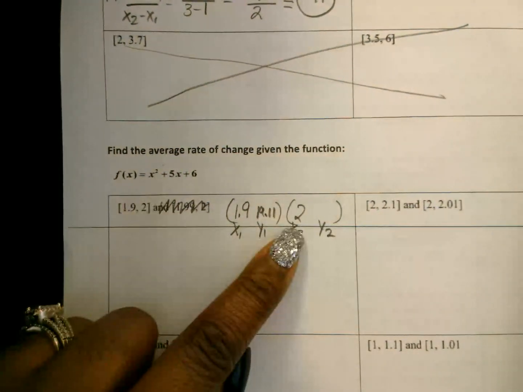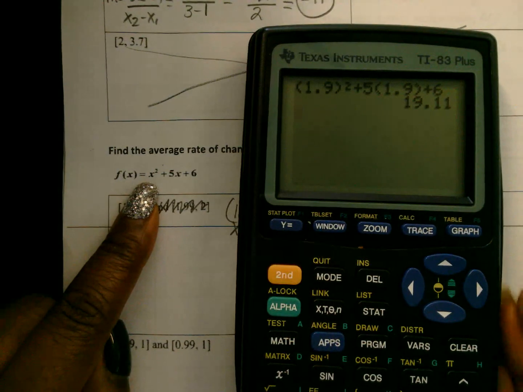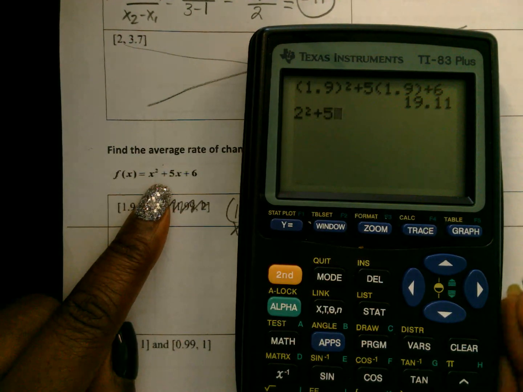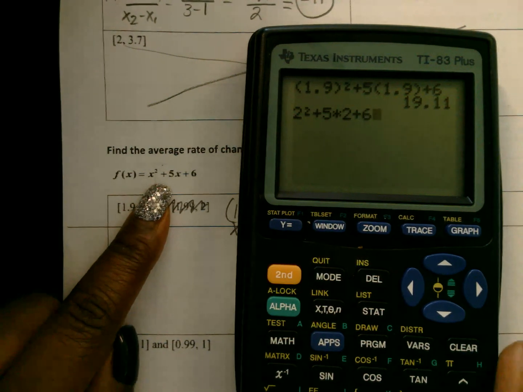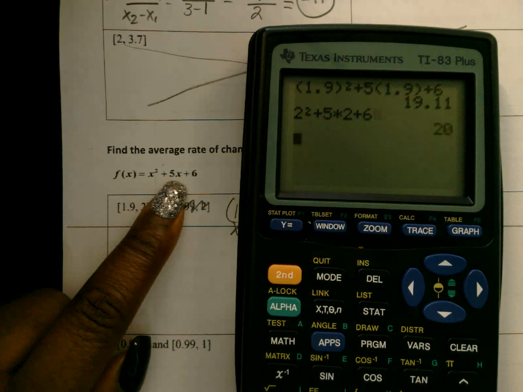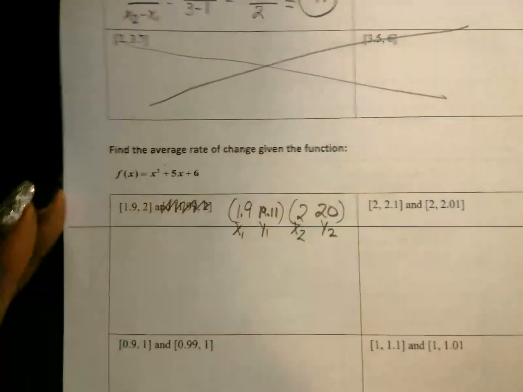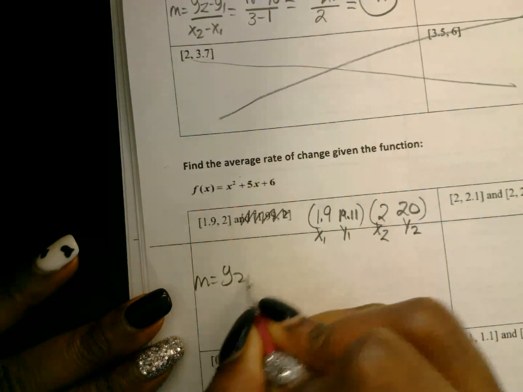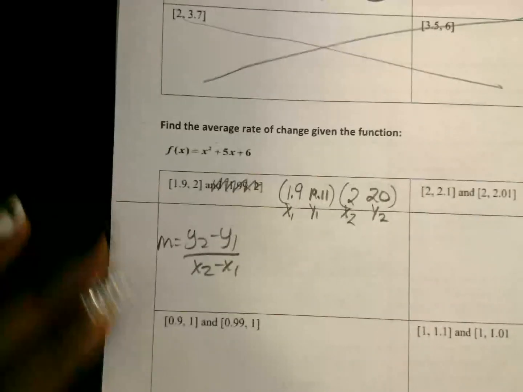I'm going to do the second. I'm going to substitute 2 now. So now I have 2 squared plus 5 times 2 plus the 6. And what does that give me? That gives me 20. So now I use the slope formula, y2 minus y1 over x2 minus x1. Okay?